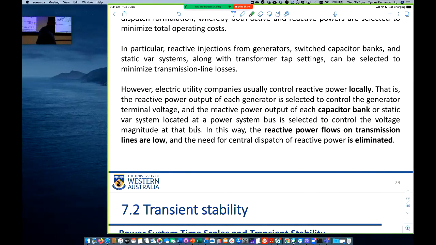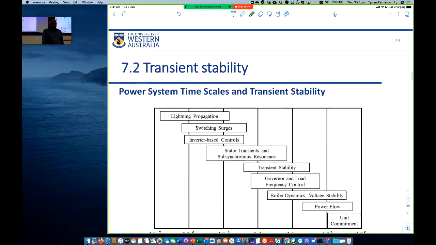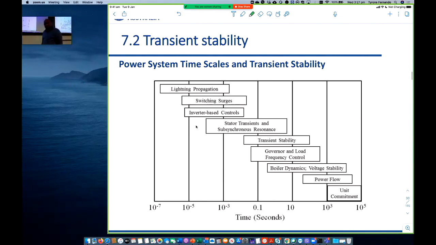So that's all about economic dispatch. Our focus on economic dispatch was to dispatch the active power that is required to balance the supply and demand, right? Right, so that brings us now to the section on transient stability.